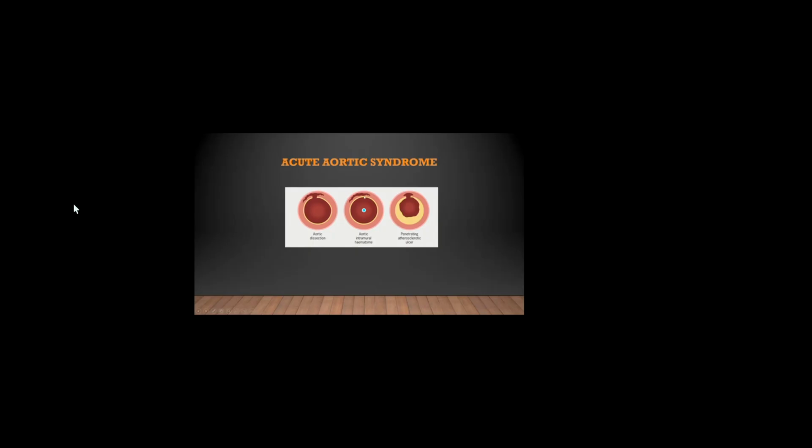Hematoma means that there is a blood or a contained hemorrhage from the vasa vasorum of the aortic wall that is contained within the wall, and there is no tear, there is no flap, in order to differentiate a hematoma from aortic dissection. Penetrating ulcer, sometimes it's on top of severe atherosclerotic changes.